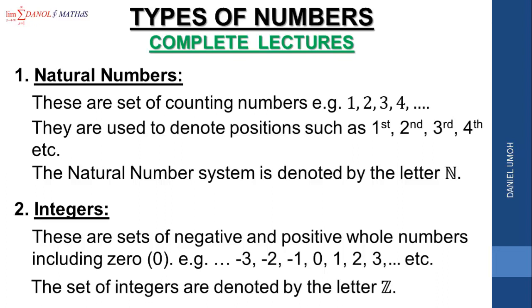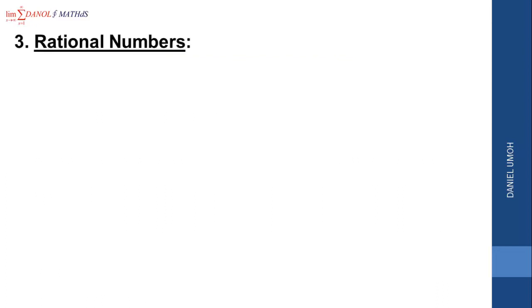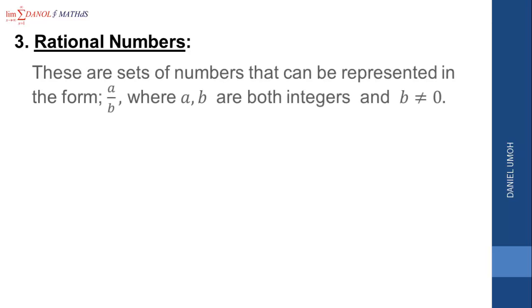Let's look at the third type of number we have. The third type of number we have is called the rational numbers. The rational numbers are a set of numbers that can be expressed in the form A over B. That is like a fraction, where A and B are both integers and B is not equal to 0. If B is 0, the fraction becomes undefined. That means the denominator must not be 0. So whenever you pick two integers and divide them, it forms a rational number.